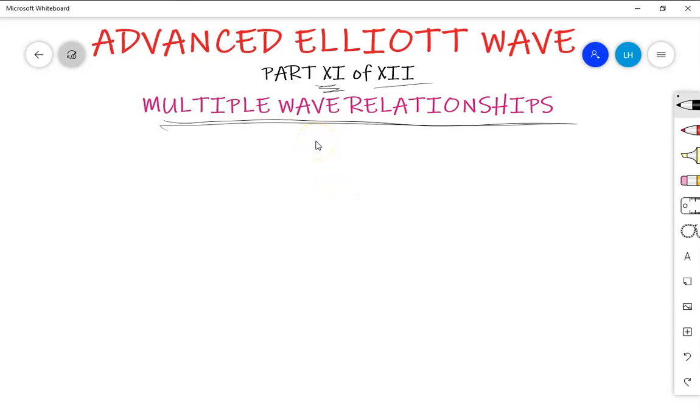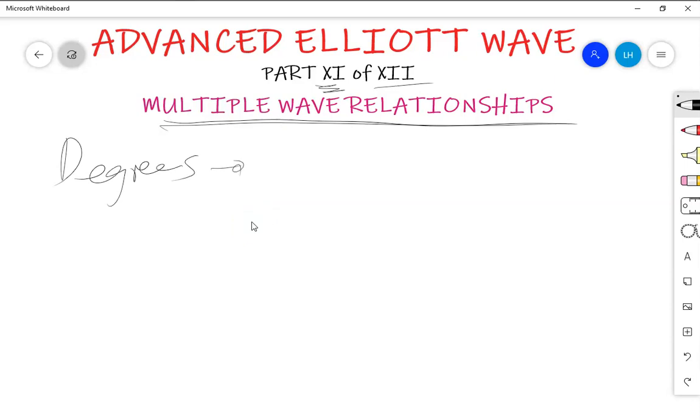This multiple wave relationship gives you a clue on a particular thing, either on the point where a correction is going to end, or a point at which a particular move is going to stop, or anything else. In multiple wave relationship, mainly we are going to deal with the idea of wave degrees. It correlates with the idea of wave degrees, whereby I'll put some notes here.